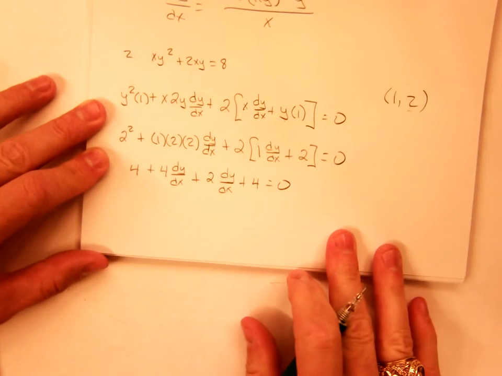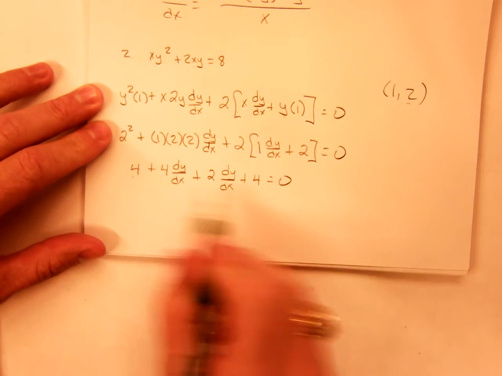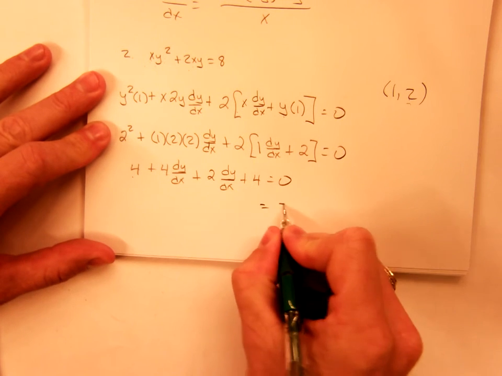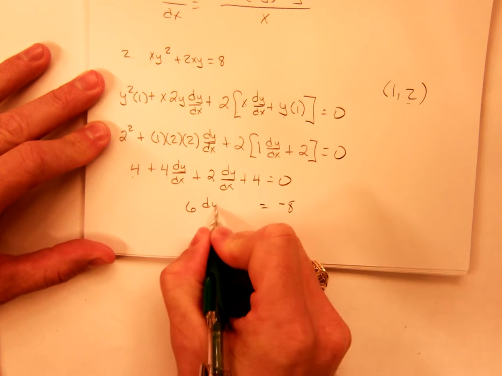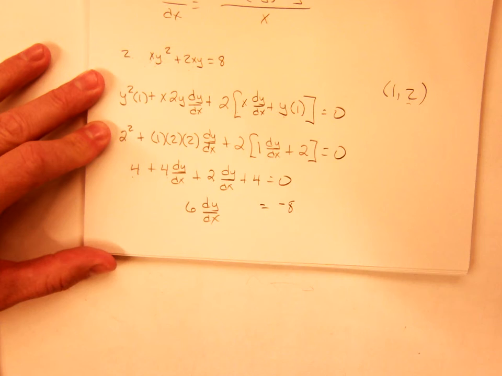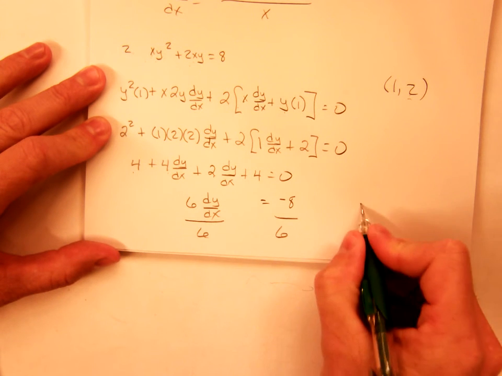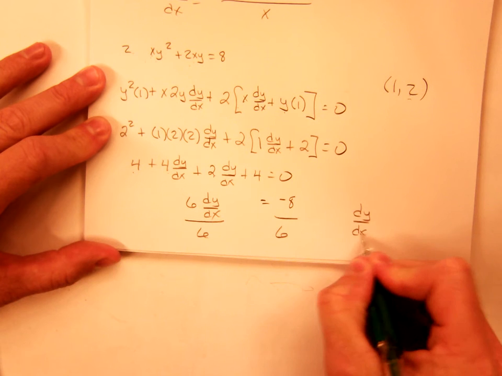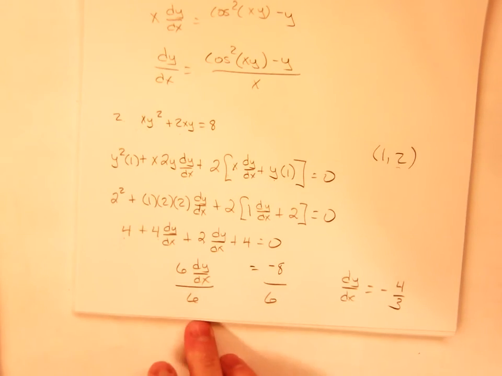Everything that does not have dy/dx is going to the other side. So that's going to be 4 plus 4 is 8, so negative 8. And then 4 and 2 is 6. That's what that looks like. Divide both sides by 6. And dy/dx ends up being negative 4/3, which is B.